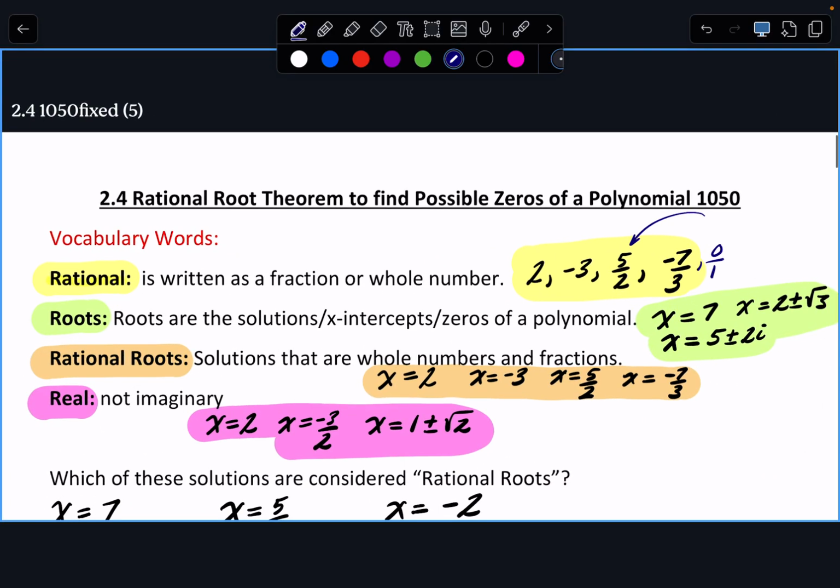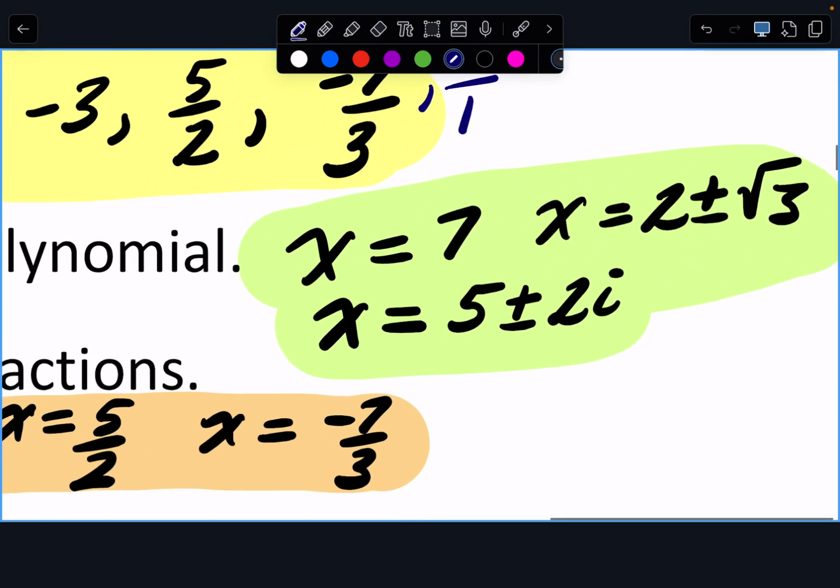Roots, you're going to see the word root come up a lot. Roots are just solutions, x-intercepts, zeros. So now there's really 4 words for the same thing. If I say to you, what are the x-intercepts? I could have said, what are the solutions? I could have said, what are the roots? What are the zeros?